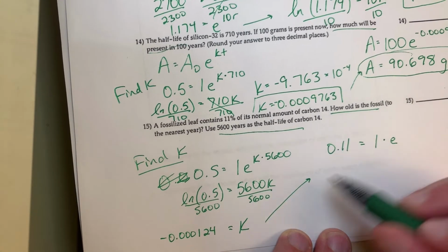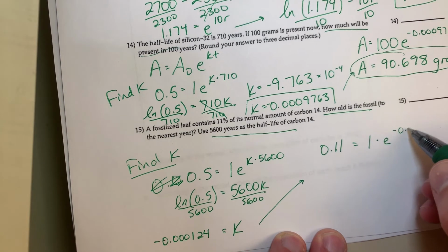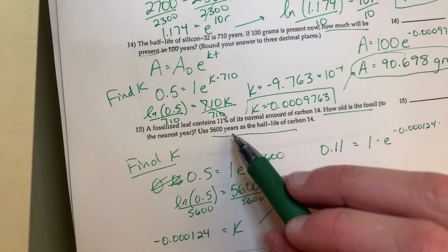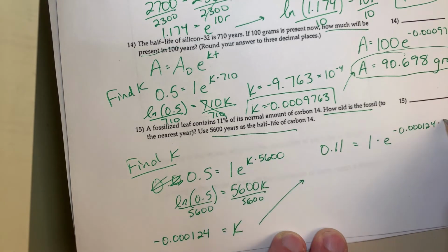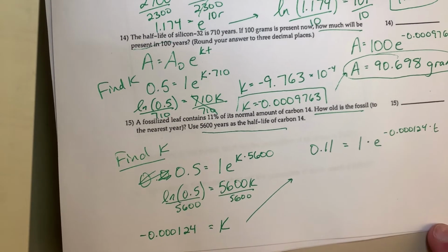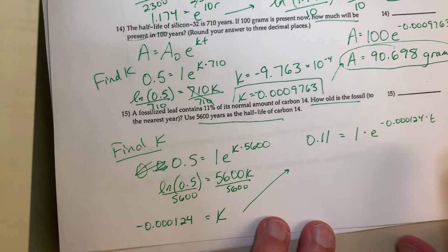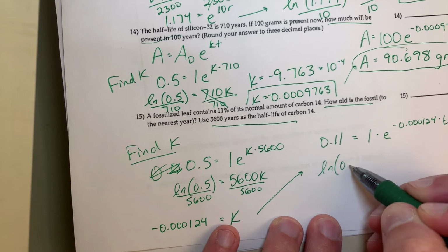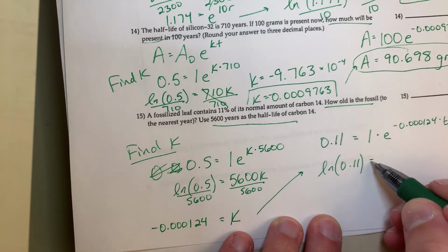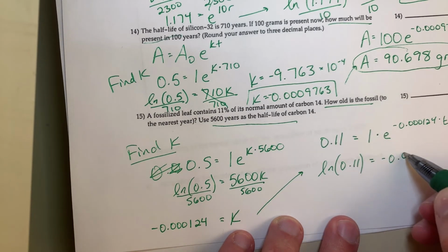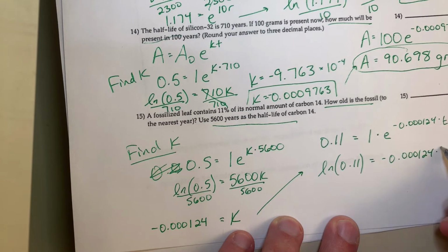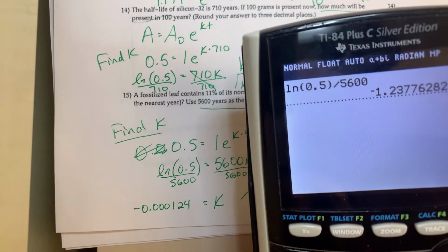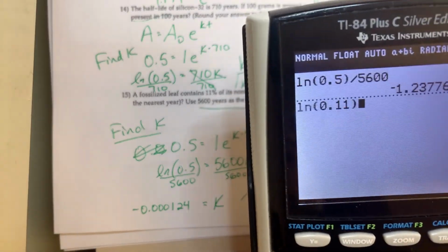Again, I know my k value now, negative 0.000124 times t would be, again, my unknown value. That's my variable, right? How old is the fossil? So here I'm going to need to use natural log too, but it's going to be natural log of 0.11 equals my decay rate times t. And then again, calculator comes in to save the day because that's a really hard thing to do.